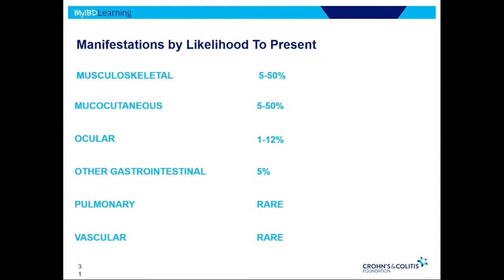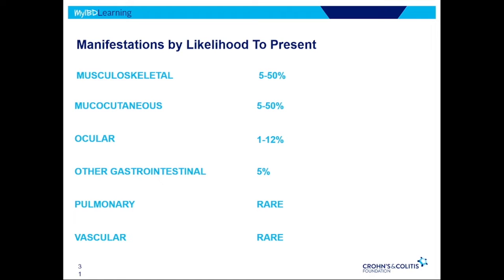This is a breakdown of the extraintestinal manifestations by their likelihood to present. You can see that the numbers are pretty varied. To me, this is representative of the fact that this requires a lot of further study. When you have percentage ranges from 5 to 50%, it makes you think that we're not really defining this very well. But you can see that the musculoskeletal, which includes arthritis, and mucocutaneous, which is a fancy word for basically the mouth and skin, are the most common.